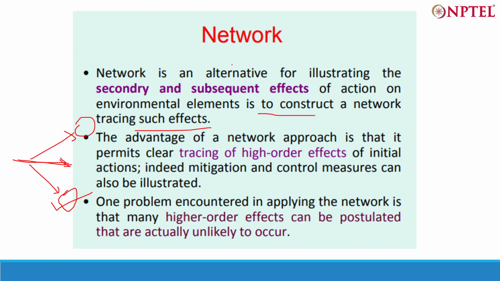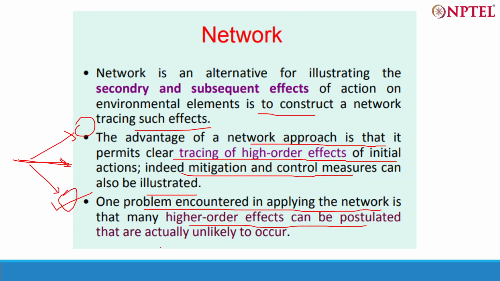Okay, the impact identification. The advantage of the network approach is that it permits clear tracing of higher order effects of an initial action. Indeed, mitigation control measures can also be illustrated. One problem encountered in applying networks is that many higher order effects can be postulated that are actually unlikely to occur. So many effects can be seen, but they are not likely to occur. We are just thinking that this can also be bad, but they may not occur. And the second thing is that it makes it very complex to identify the impacts.